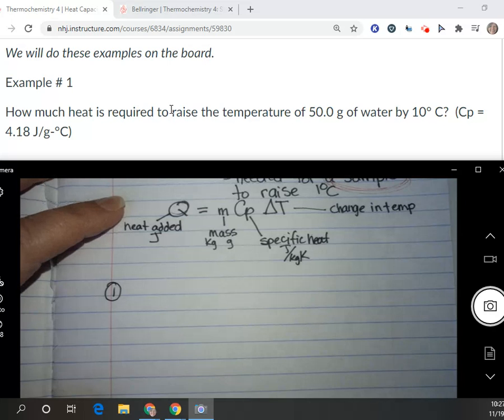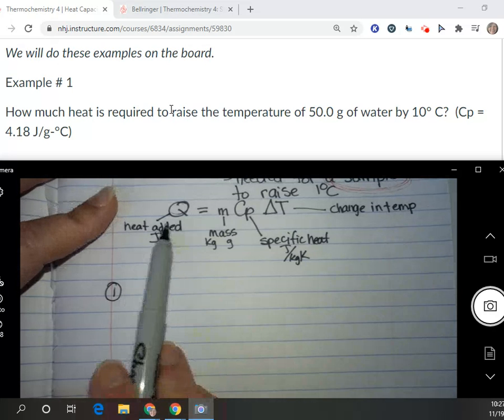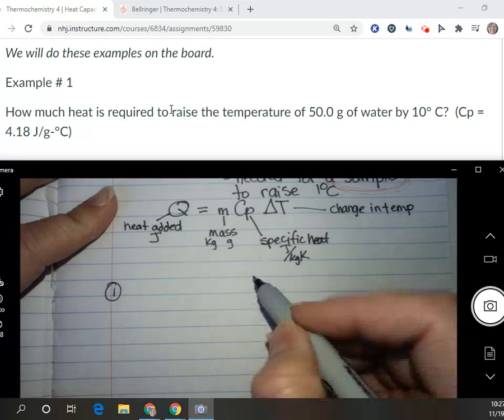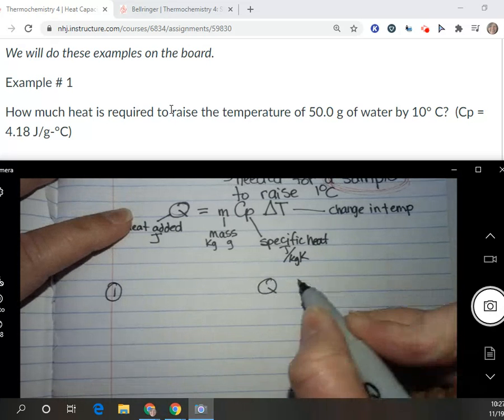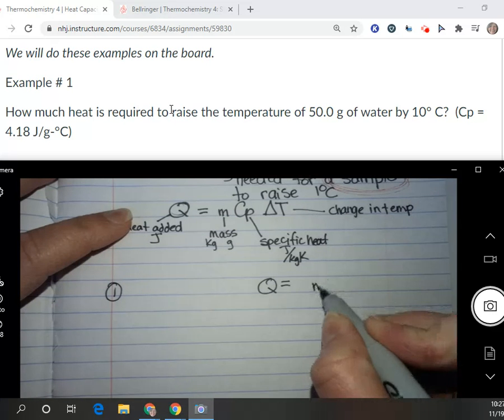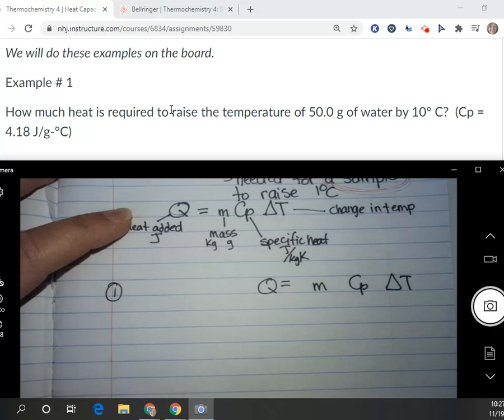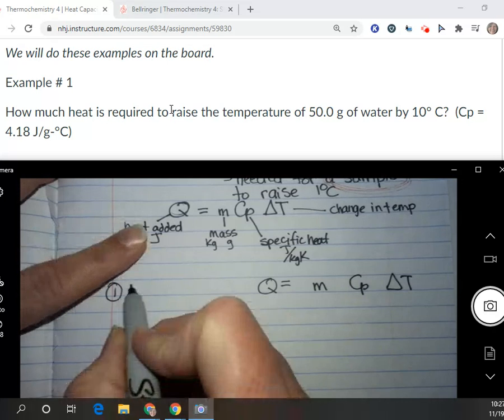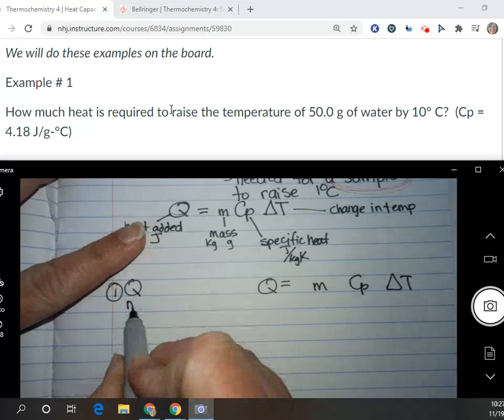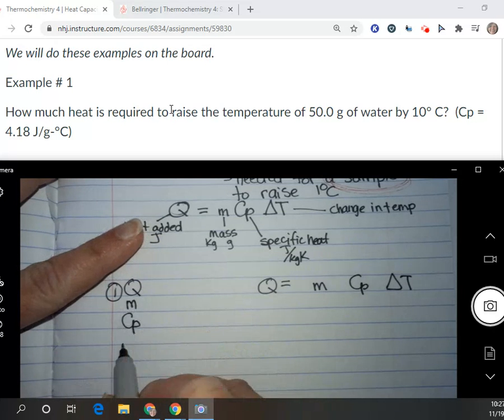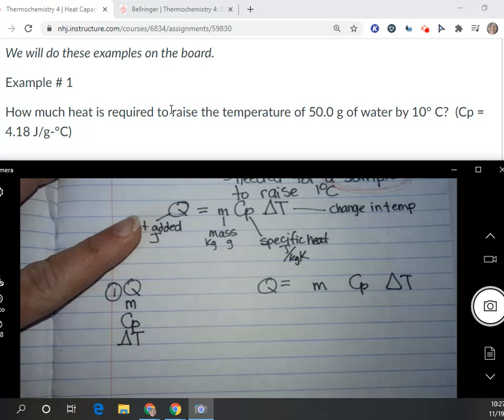If you don't, think about, okay, what is the question? The first question says, how much heat? I know that my Q is heat. So I'm going to go ahead and write the formula that I'm going to use. Q equals mass, specific heat, and the change in temperature. And then you might not have to do this step, but I think it makes life a lot easier if I go ahead and write my variables down so I know what I'm going to plug in and where I'm going to plug it in at.